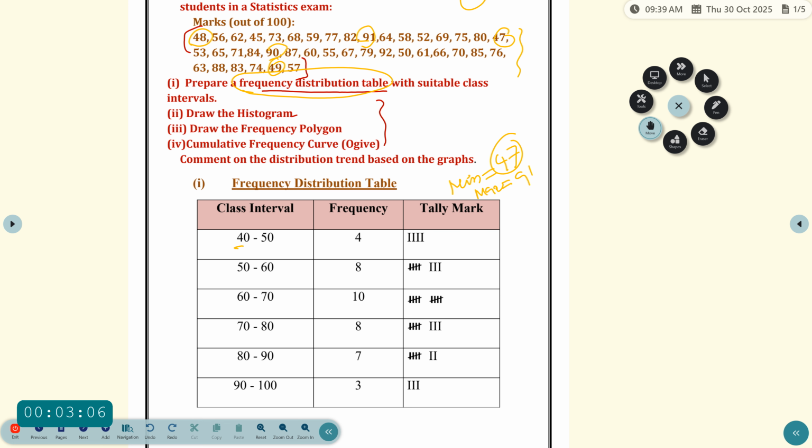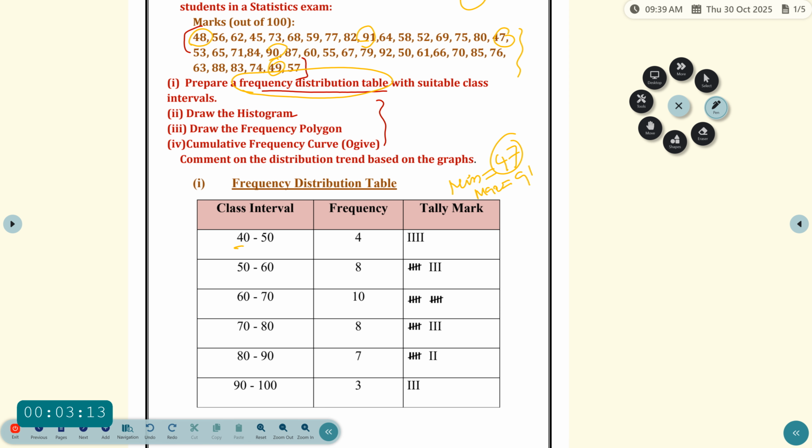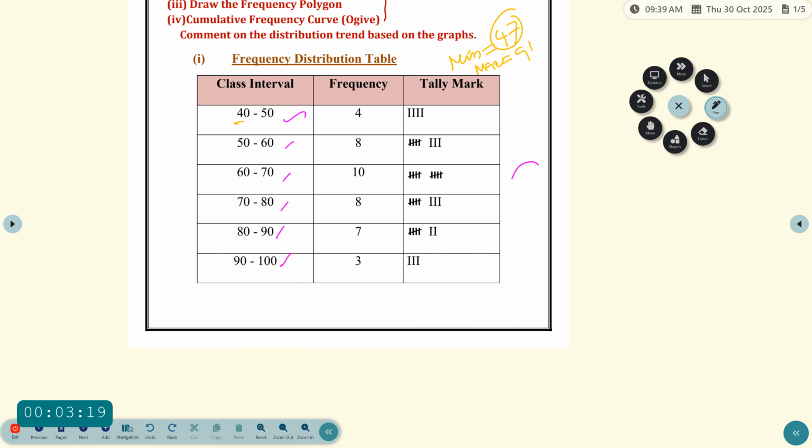So what is the first class interval? 40 to 50. The class width is 10. Then 50 to 60, 60 to 70, 70 to 80, 80 to 90, and then 90 to 100, because our maximum value is 91 here. We don't have any value above 100, so we stop at this step.